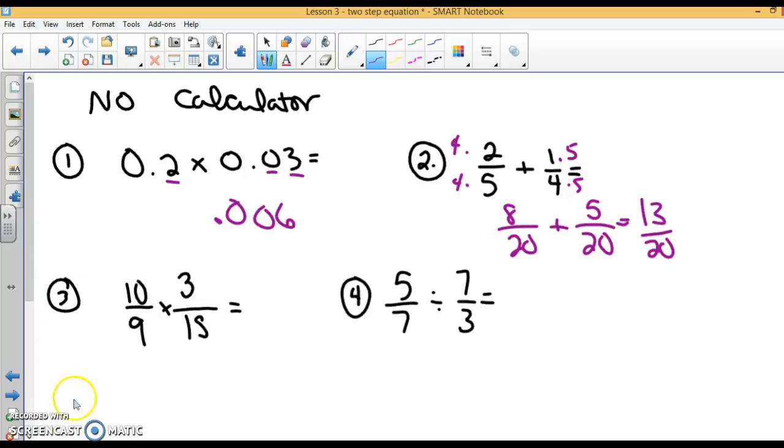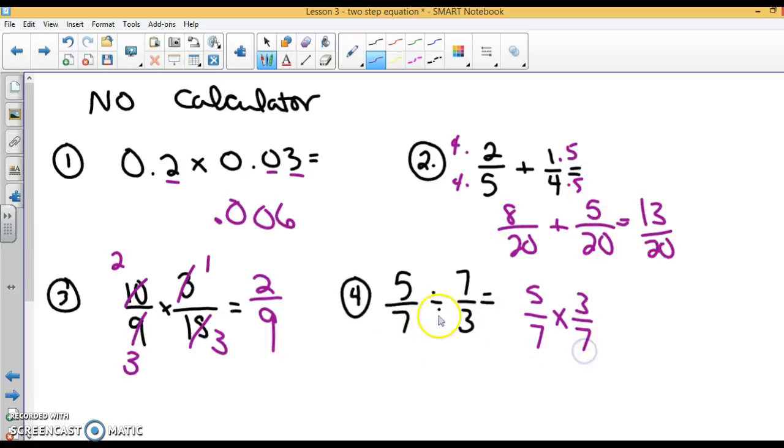Multiplying. Do reducing first. 3 goes into 3 once. 3 goes into 9 3 times. 5 goes into 10 twice. 5 goes into 15 3 times. And then I multiply straight across. 2/9ths. Dividing. You change to multiply by the reciprocal. So 5/7ths times, flip this, 3/7ths. Keep, switch, flip. And then you multiply straight across. 15 over 49.